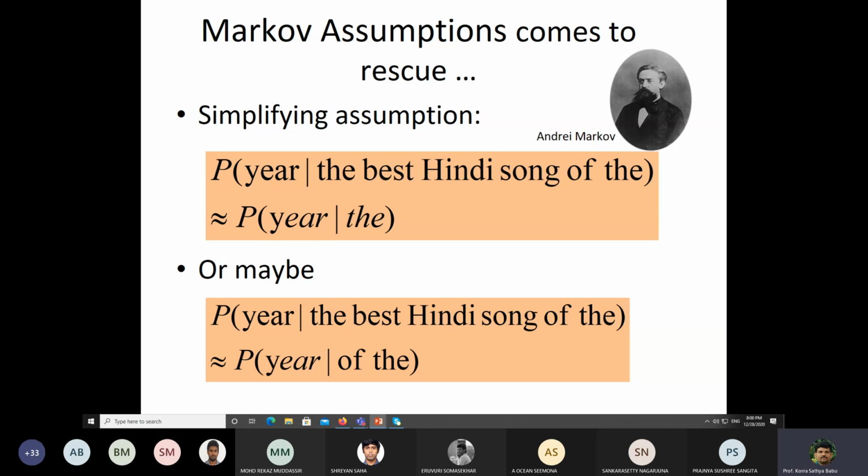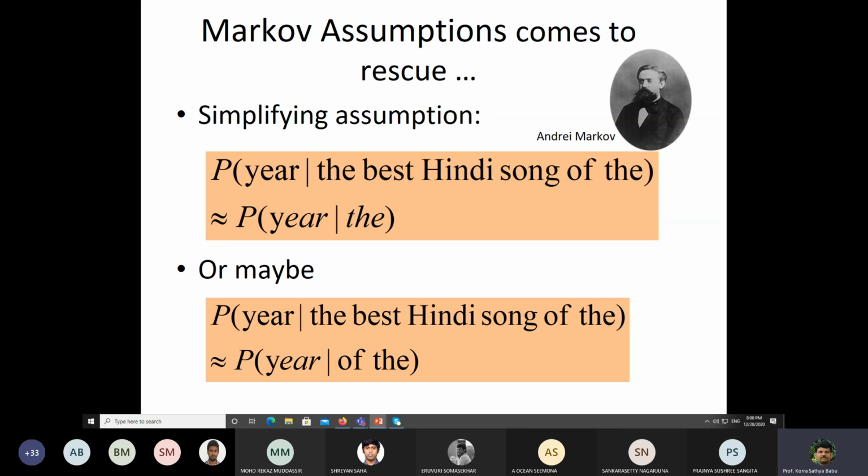If you take trigrams, probability of year given the best Hindi song of the, then it can be written as a trigram. Okay. Probability of year given of the. So "of the year", right? "Of the year" is a trigram, 3-gram. That's it. Okay.